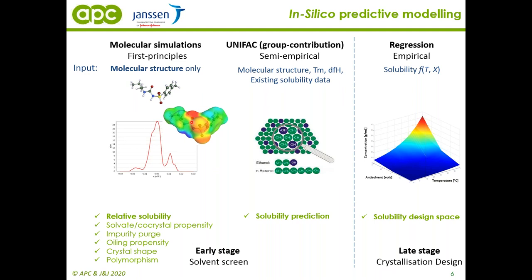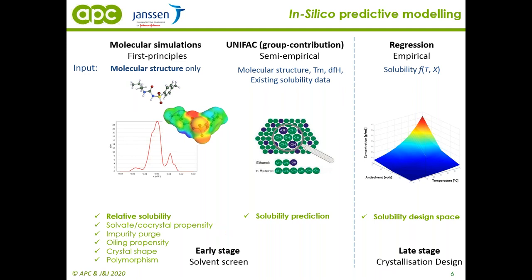If we go even further to the first principle methods, which are physics-based, all the way to molecular electron scale, like, for example, quantum mechanical calculations, in this case I want to emphasize only the molecular structure is required. This makes them very powerful for early stage development, because usually in early stage there is not much data available, and there is usually no sufficient material available yet. So the solubility and the solvent screen can be performed, just ranking the solvents from the potentially very dissolving solvents to anti-solvents, as well as solvent mixtures.